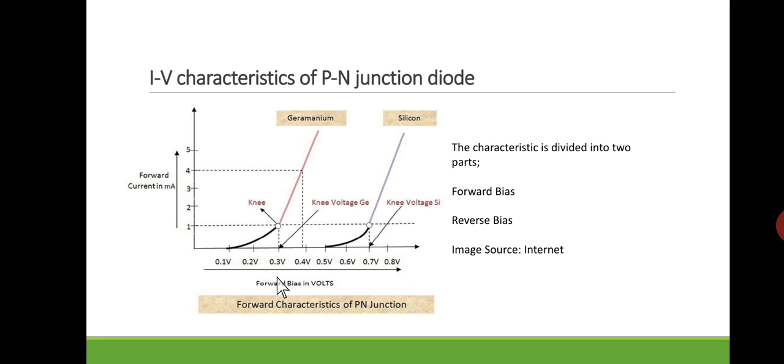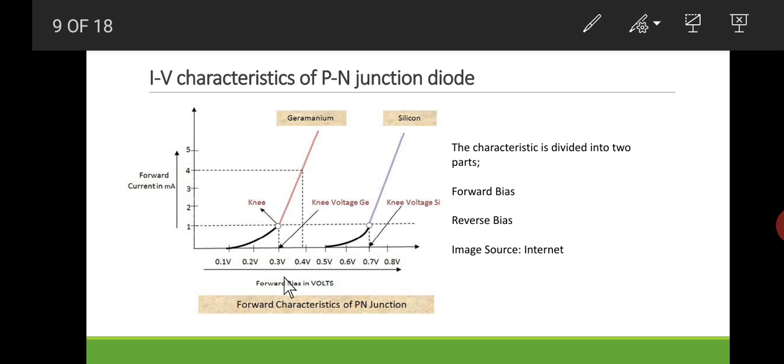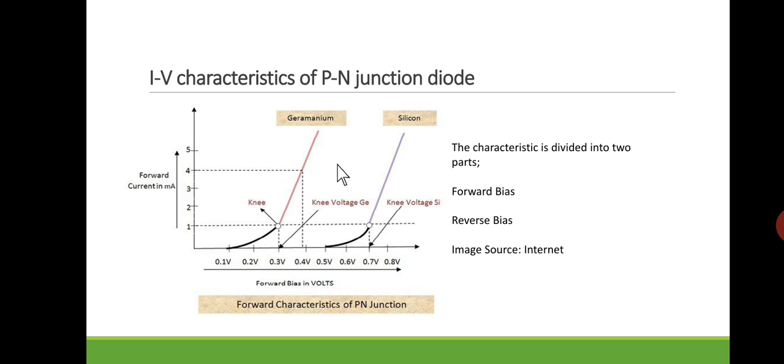But when you start increasing from 0.3 to 0.4, within just 0.1 volts, there is a rise in the current for the germanium diode. That means the diode starts conducting from 0.3 volts. Okay, the diode starts conducting from 0.3 volts for the germanium.